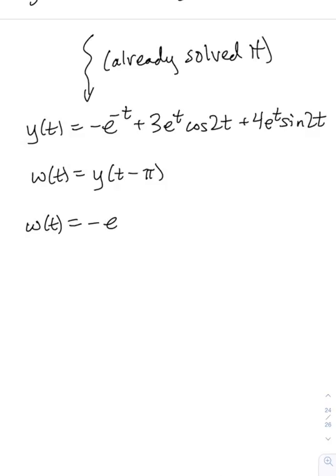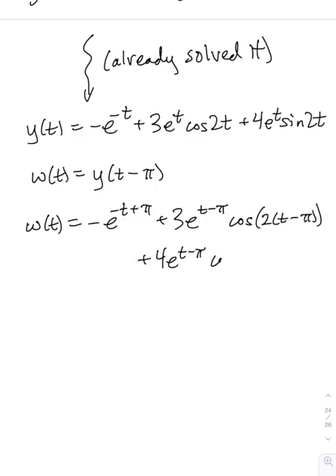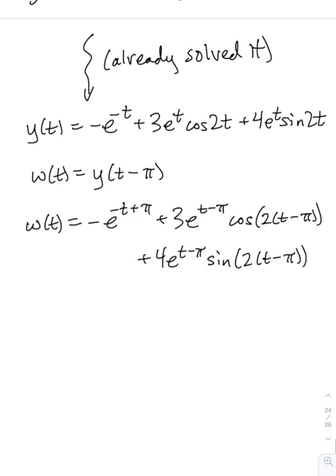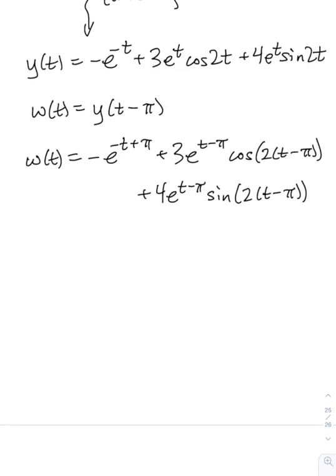So I have negative e to the negative t plus pi plus 3e to the t minus pi times the cosine of 2 times t minus pi plus 4e to the t minus pi times the sine of 2 times t minus pi. And we can simplify that a little bit. Keep this as it is.